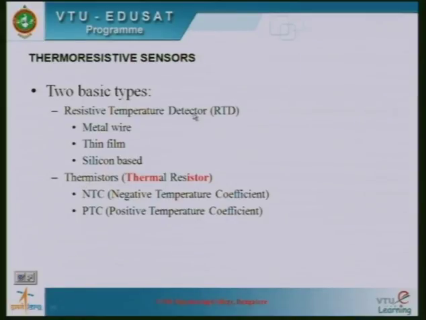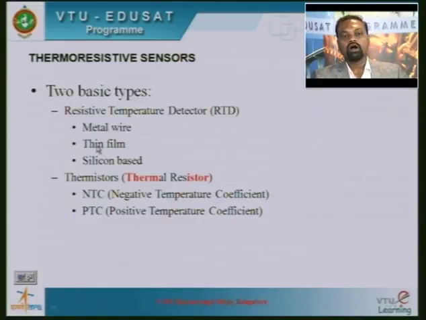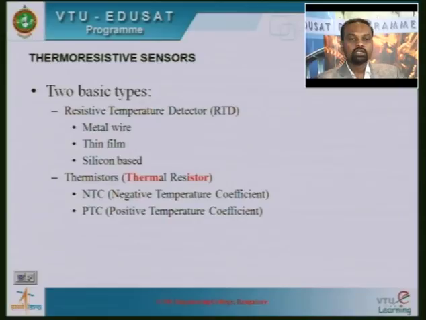Okay. Now, what is this RTD, which is a very popular term called as RTD? This RTD can be realized using a metal wire, can be realized using a thin film, or it can also be silicon based. So, what is a resistor RTD now? RTD is basically is a sensor or a transducer which is used to measure temperature. Now, this RTD can be constructed using simple metal wire.